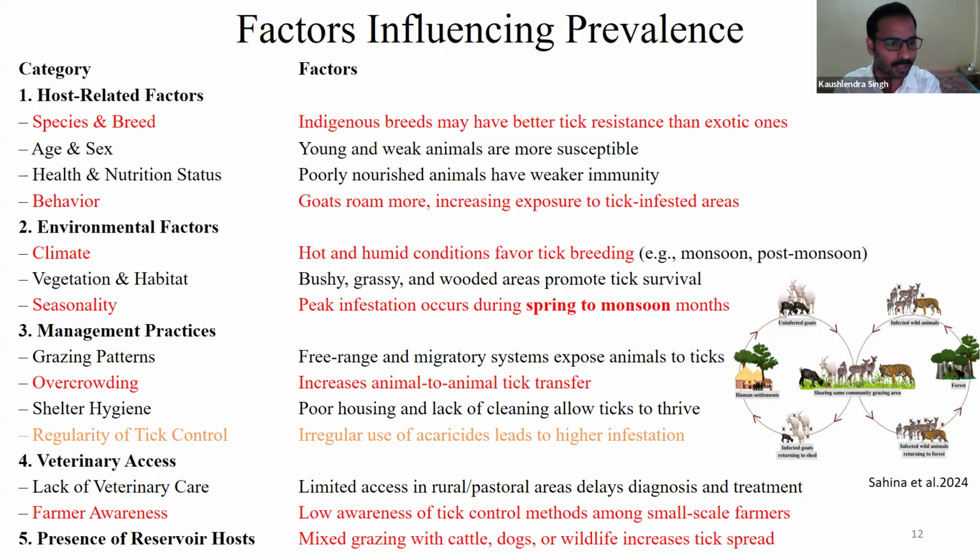Coming to the management practices: overcrowding, which increases animal-to-animal transfer of ticks, and the regularity of tick control, where irregular use of acaricide leads to higher tick infestation or even acaricide resistance in the ticks. Veterinary access: lack of veterinary care, limited access in rural areas, or delayed diagnosis and treatment. Farmer awareness: low awareness of tick control methods among small-scale farmers. And presence of reservoir hosts: mixed grazing with cattle, dogs, and other wild animals increases tick spread.